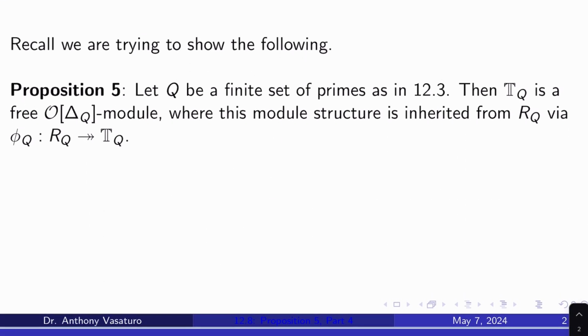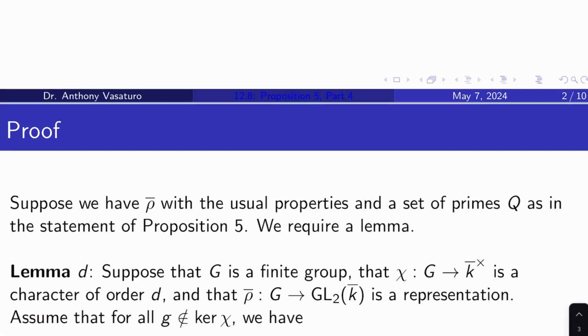What does proposition 5 say? Let's recall. It says let Q be a finite set of primes as in video 12.3. Then the type Q Hecke algebra T sub Q is a free O_{Δ_Q} module, where this module structure is inherited from R_Q, the type Q universal coefficient ring, via the map φ_Q from R_Q to T_Q that we know is already an isomorphism of complete intersection rings. So let's prove this finally.